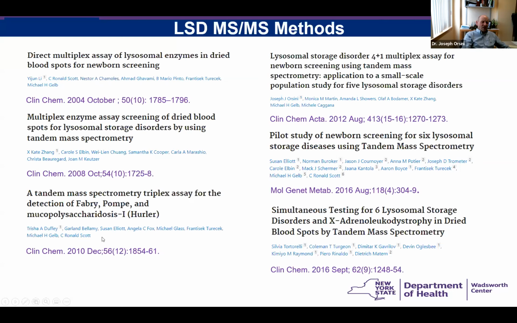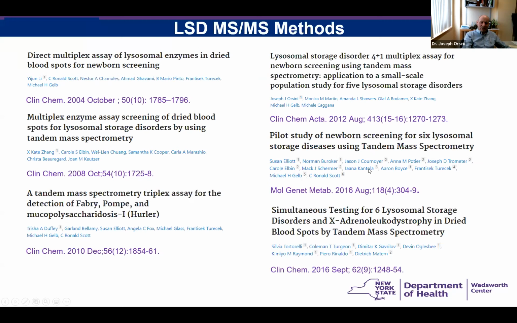And then Dr. Gelb's group published a paper showing you can actually combine Krabbe screening with Fabry. Actually, you can do Fabry, Pompe, and MPS1. And when we saw this in New York, we thought, well, if they can do this combined assay, we should try doing a combined assay. We were able to add a couple more enzymes into a combined assay.